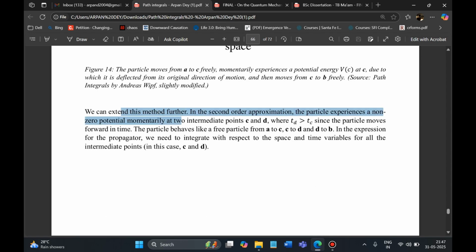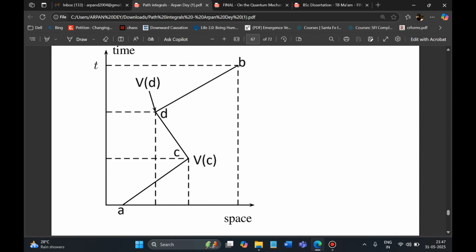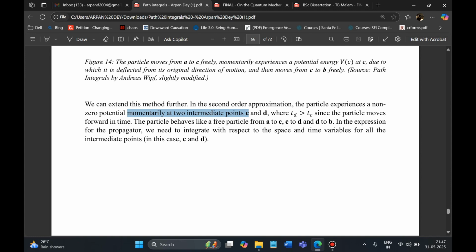Yes, we can extend this method further. In a second order approximation, the particle experiences non-zero potential at two intermediate points. So you take a point C where the particle experiences the momentary potential Vc. You also consider an intermediate point D, such that TD is greater than TC, because the particle is at point D after it is at point C. If I don't write this, then the particle can violate causality, because the particle first comes to point C and then goes to point D.